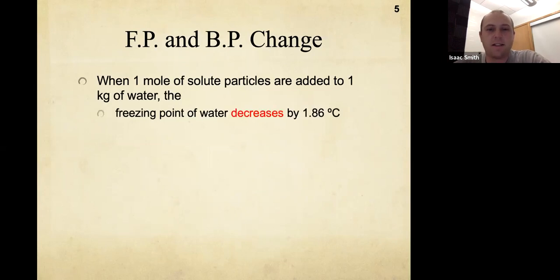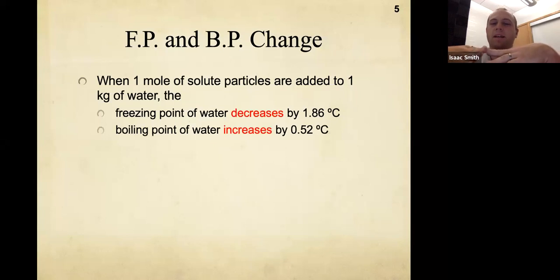So if you add 1 mole of solute particles to 1 kilogram of water, the freezing point of water decreases by 1.86 degrees Celsius. This is just an experimental thing, right? So you're going to go over a couple of constants here, and these are just determined experimentally. The scientists put 1 mole of solute particles in water, and noticed that the freezing point actually went down by 1.86 degrees Celsius, and the boiling point increased by 0.52 degrees Celsius.